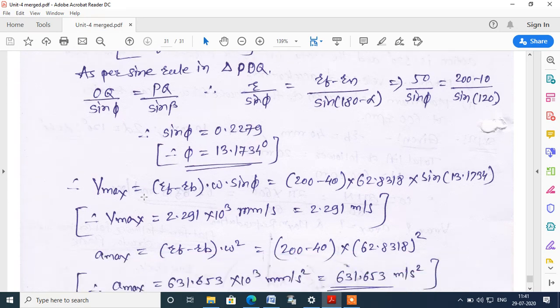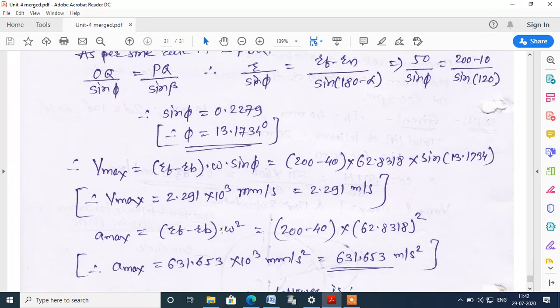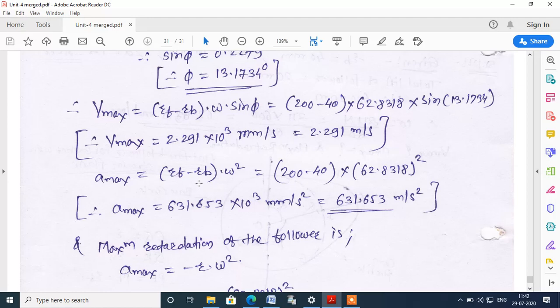Now the maximum velocity, in the case of the follower touching the circular flank, is (RF minus RB) omega sin phi, by using that equation. Put the values of RF, RB, omega, and sin phi. So Vmax we got is 2.291 into 10 raised to 3 mm per second. Then Amax is (RF minus RB) into omega square, so it is (200 minus 40) into (62.83) square. So we get Amax equal to 631.65 into 10 raised to 3 mm per second square. If you convert to meters, it is 2.291 meter per second, and 631.65 meter per second square.